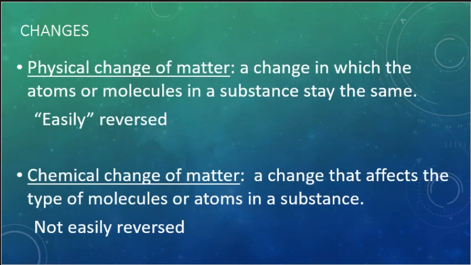Changes. This is where you're going to start writing in your book. The first thing we're going to be looking at is physical change versus chemical change. This goes all the way back to physical science, if you took that. Physical change is a change in which the atoms or molecules in a substance stay the same, even though it's been changed. So I take a piece of paper and I crumple it up. I've just changed it physically, but I can easily reverse it, 'easily' in quotes.